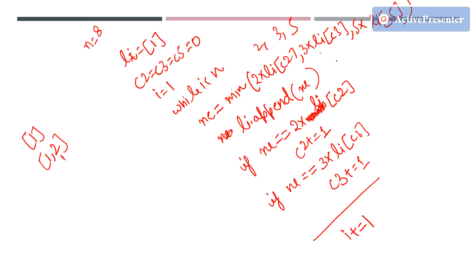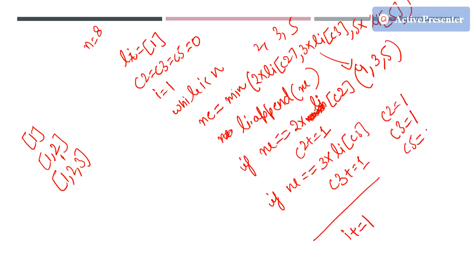So now we have to consider min of 4, C3 is still 0, so 3 into 1 is going to give us 3. And C5 is still 0, so 5 into 1 is going to give us 5. So min of 4, 3 and 5 is 3, right? So we will include 1, 2, 3. Now our series is going to be this. As we have included a factor of 3, the count of C3 is going to be 1 now. So now C3 is 1, C2 is 1, C5 is still 0.